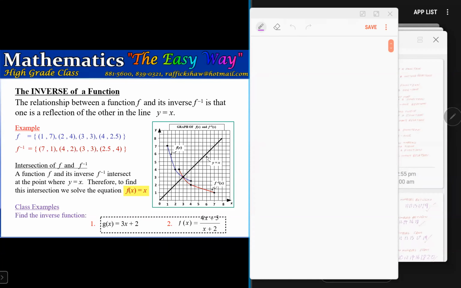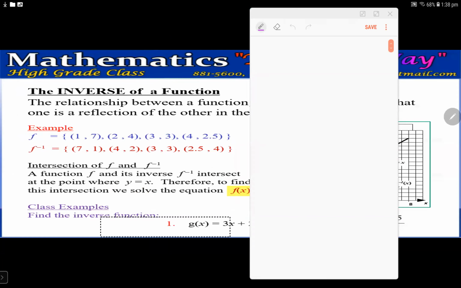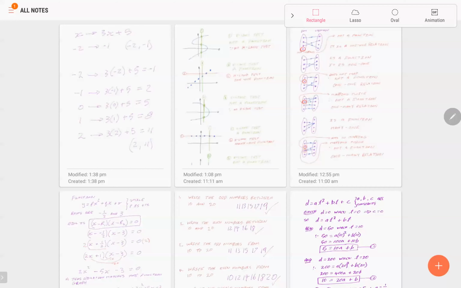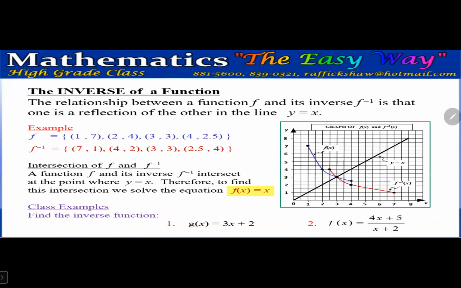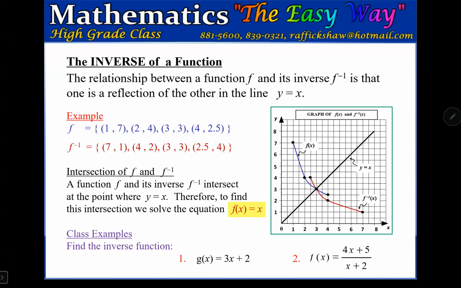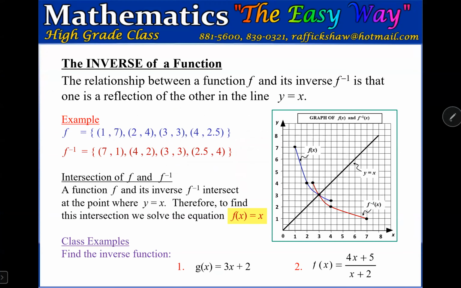I'm doing these two. Just bear with me a second, guys. All right, let me copy them again.